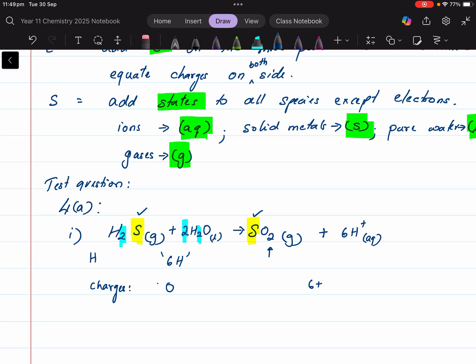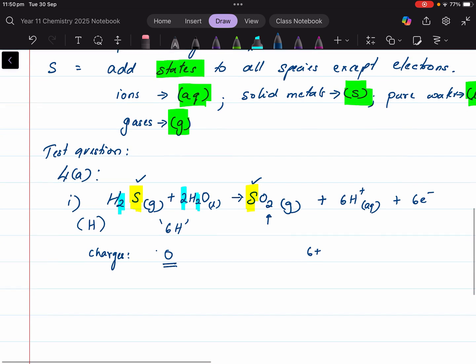This is hydrogens. Okay, so I have 0 charge on the left hand side. The more positive side is 6 plus. How do I equate the charges? I need to bring the charges down to 0 because that's got the smaller charge there. So basically just add 6 electrons to the right hand side.